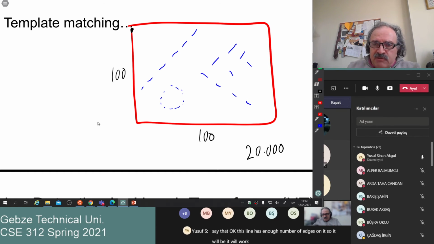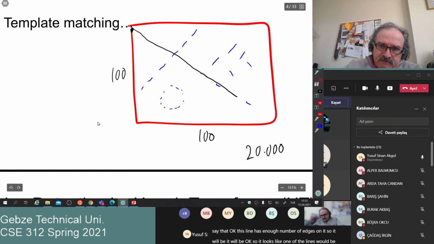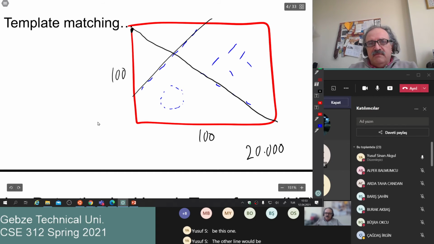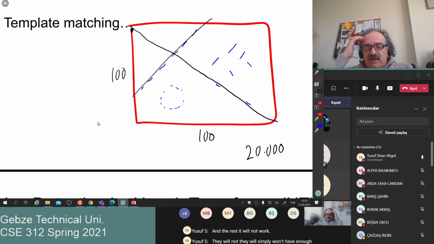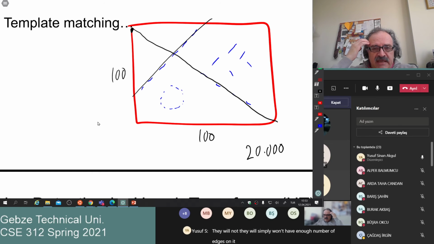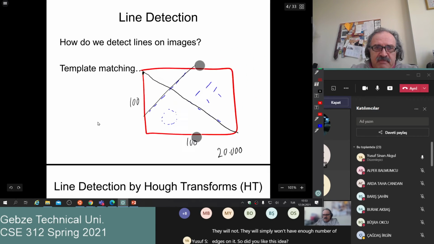So it looks like one of the lines would be this one, the other line would be this one, and the rest will not work. They simply won't have enough number of edges on them. So did you like this idea? This is called template matching.